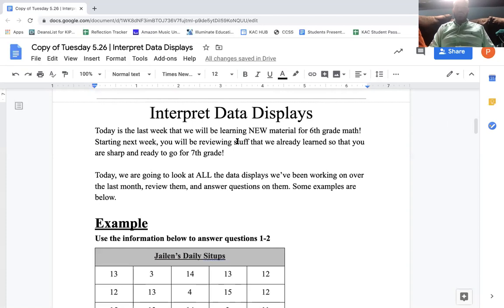Okay, today's the last week that we're going to be learning new material for sixth grade. And even that's not really true because we're just reviewing statistics. Starting next week, you'll be reviewing stuff that we already learned this year all the way back from September so that you're sharp and ready to go for seventh grade.